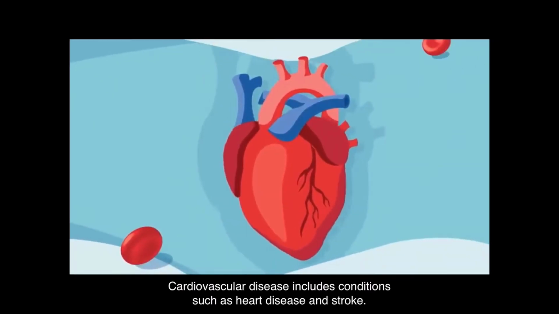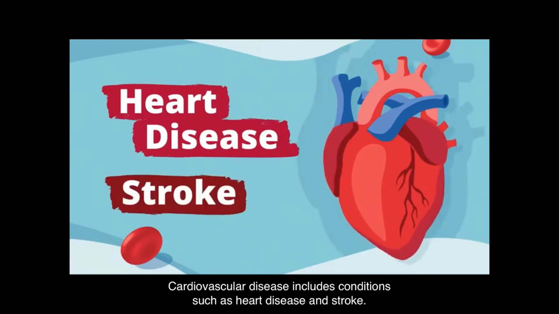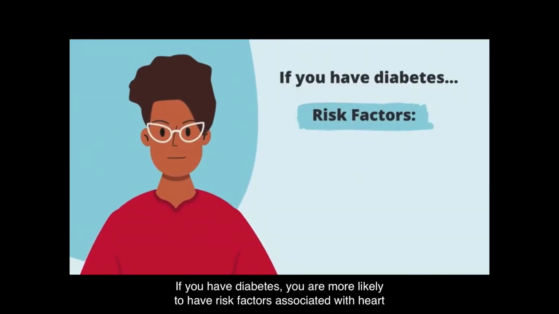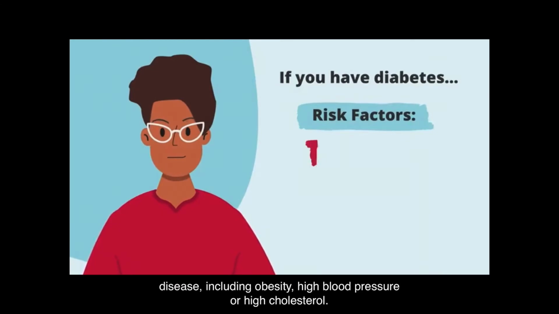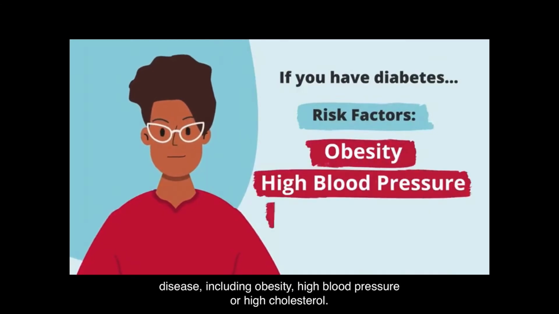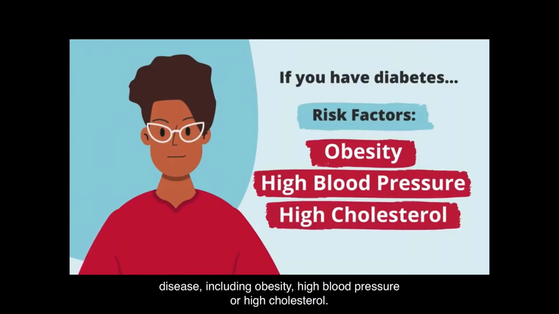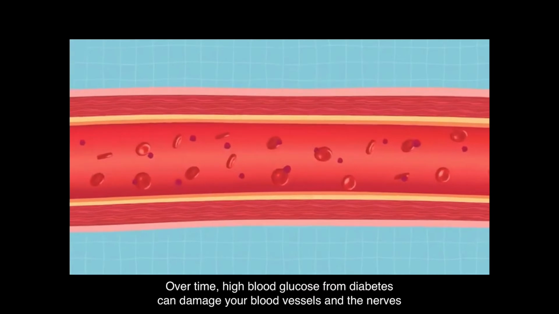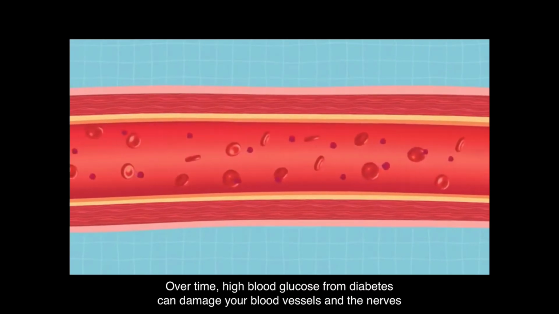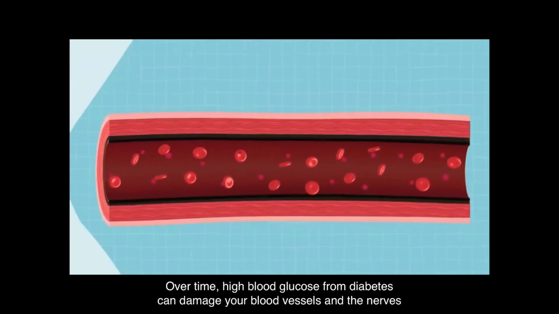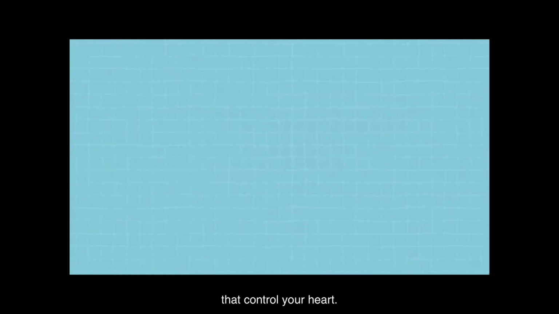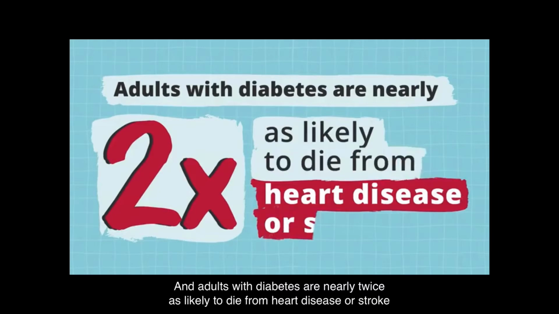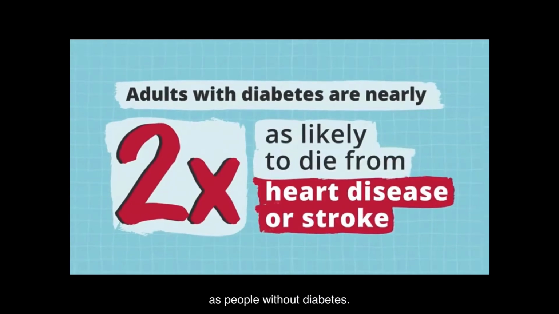Cardiovascular disease includes conditions such as heart disease and stroke. If you have diabetes, you're more likely to have risk factors associated with heart disease, including obesity, high blood pressure, or high cholesterol. These put you at risk for heart disease and stroke. Over time, high blood glucose from diabetes can damage your blood vessels and the nerves that control your heart. And adults with diabetes are nearly twice as likely to die from heart disease or stroke as people without diabetes.